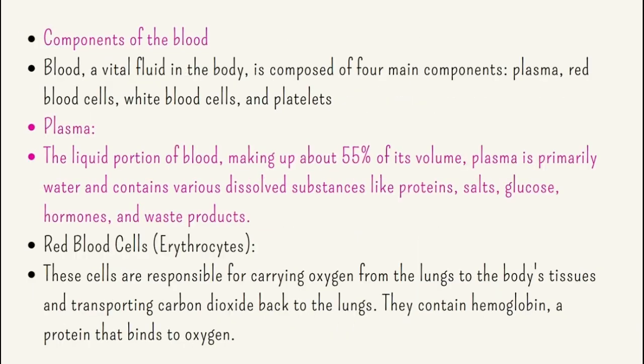So let's talk about the components of blood. It's very important that if you do the circulatory system, you need to know the components of blood. Basically, what we have going on is the plasma. The plasma is basically the liquid part of the blood. It makes up about 55% of its volume. It is mainly water and contains various dissolved substances like proteins, salts, glucose, hormones, and waste products.